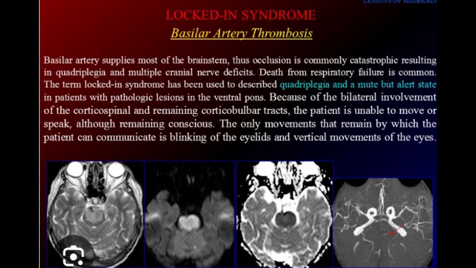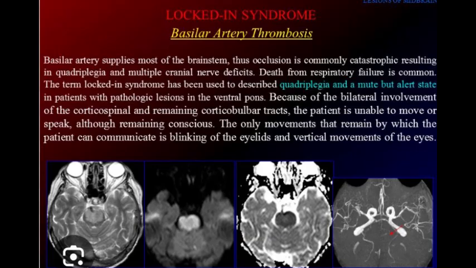So generally, these patients are usually awake. They have their consciousness preserved. They can blink and they can move their eyes vertically. However, they are quadriplegic, they are unable to speak, and they have impairment of horizontal gaze or horizontal eye movement, like we said, due to the affectation of the PPRF, the paramedian pontine reticular formation.